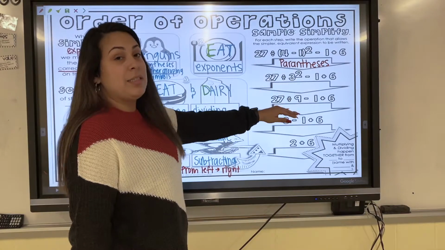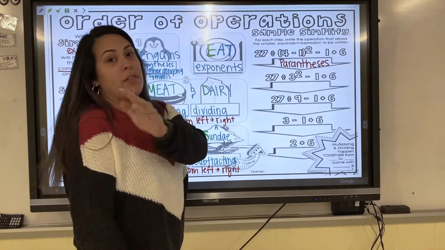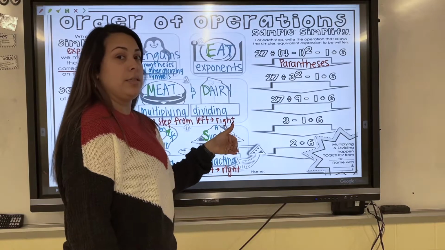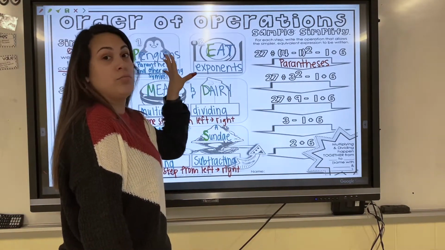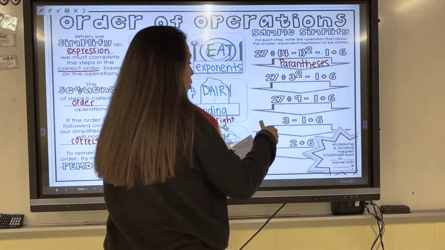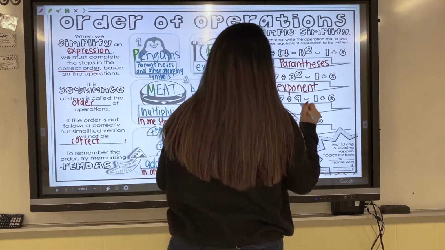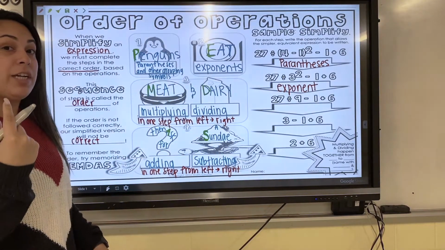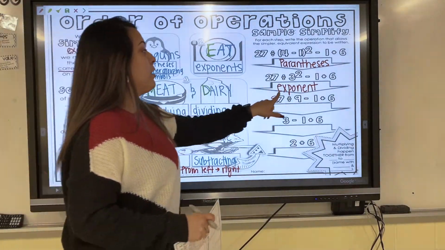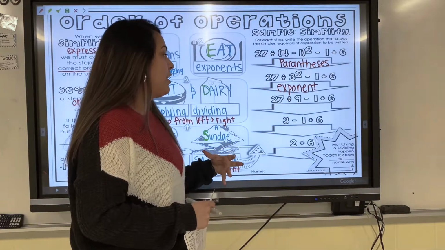So looking at what we have, this is the same problem. We're just simplifying and solving the operations. So looking at what we have now, what do I need to do next? Do I have any parentheses? No, so I need to move on to the next one. Do I have an exponent? Yes. So right here, I'm going to write exponent, because that's my next operation that I have to solve for or complete. So they found the exponent and they simplified the problem to help us figure out what the actual answer is.